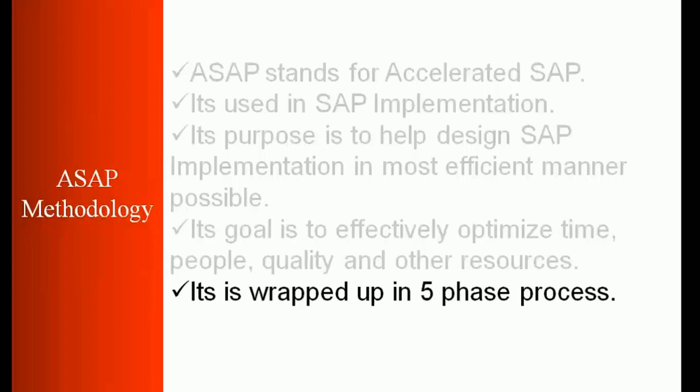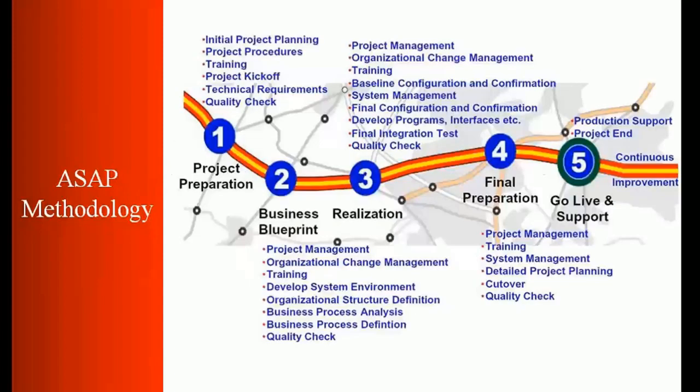So what are the five steps of this five-phase process? Here you can see that this is a 5-step process. The first step is project preparation, which I'll explain in a minute. Step number 2 is business blueprint. Step number 3 is realization. Step number 4 is final preparation. And finally, step number 5 is go live and support. So let's see one by one what they are.